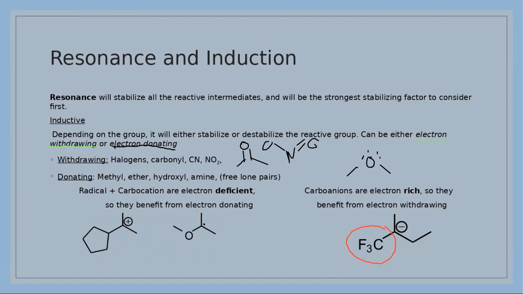But if it was a carbocation, this would decrease stability, because it's sort of like we have a carbocation that's deficient in electrons, and now we're going to draw more electrons from it, making it more deficient. That's going to decrease stability. So the key thing here is radicals and carbocations benefit from methyl or hydroxyl or ether groups, while carbanions benefit from halogens or carbonyls.